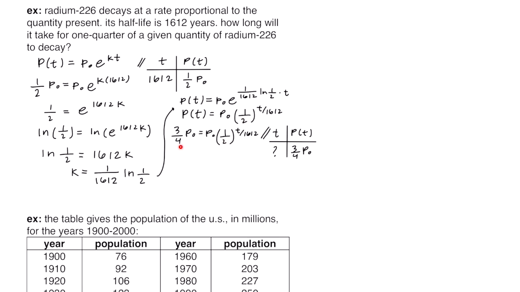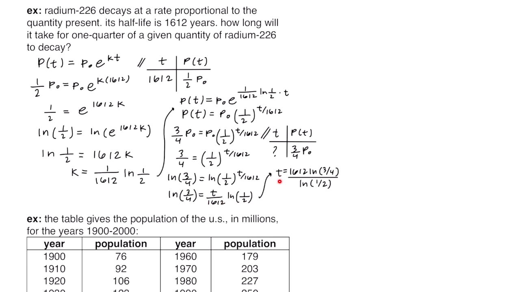And the first thing we're going to do is divide both sides by P naught. Next, we're going to take the natural log of both sides. And next, we'll bring this fraction and multiply it to the front. And then finally, to solve for t, we'll times both sides by 1,612, and then we'll divide this out. So we get that t is equal to 1,612 times natural log of 3/4, all divided by natural log of 1/2. So I'm going to just plug this into the calculator. So we end up getting 669.040 years for 1/4 of the radium to decay.